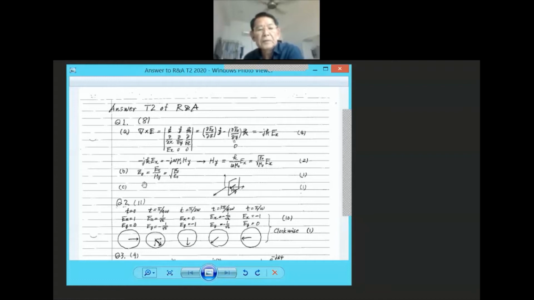So the intrinsic impedance, the ratio of EX to HY, becomes like this. So from this equation, the ratio becomes root mu 0 divided by epsilon 0. And the answer to C is that HY is only the Y component. So that is the third answer. So this is the answer to question one.